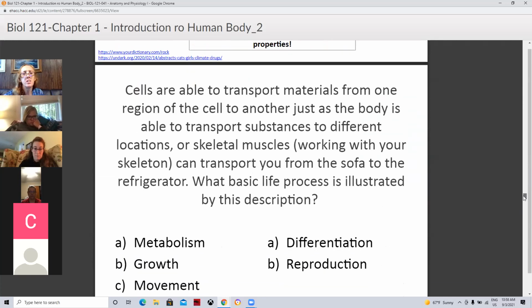Cells, I'm sorry, bear with me. Cells are able to transport materials from one region of the cell to another, just as the body is able to transport substances to different locations. Or skeletal muscles working with your skeleton can transport you from the sofa to the refrigerator. What basic life process is illustrated by this description? Movement. Movement, correct.